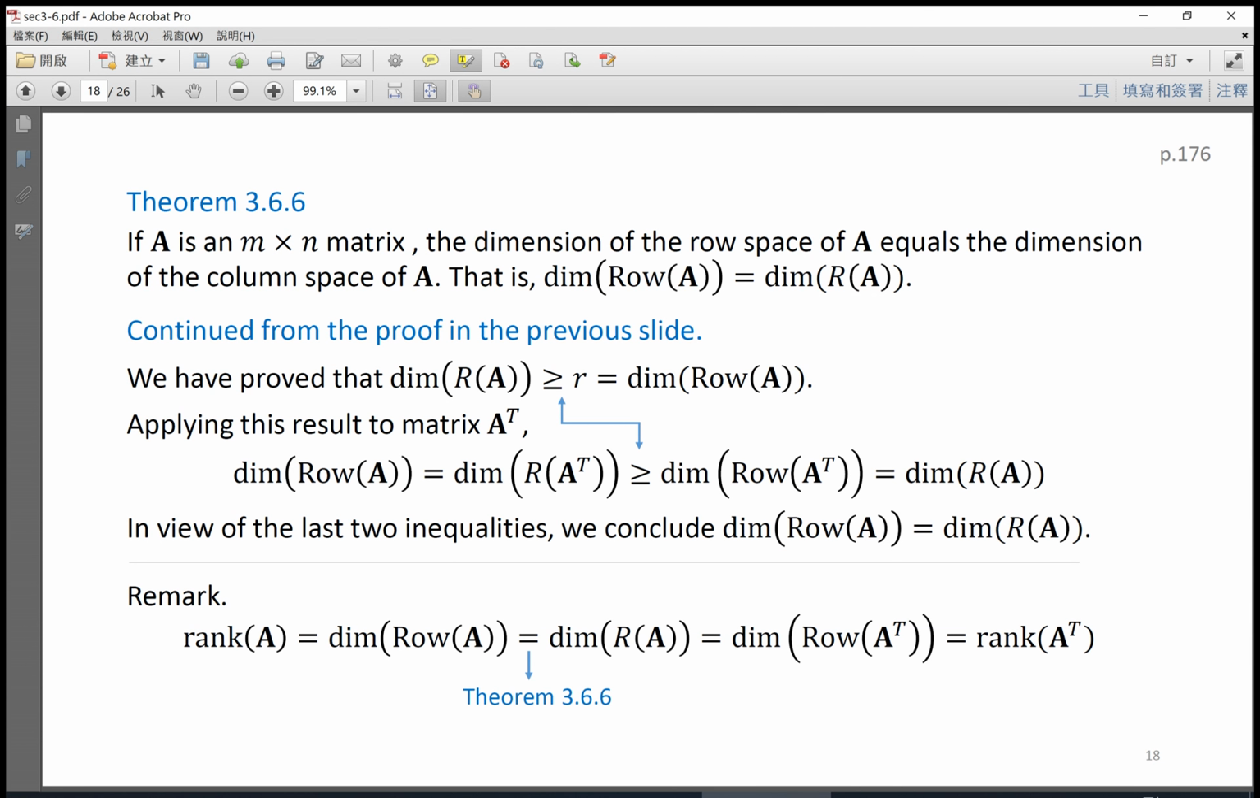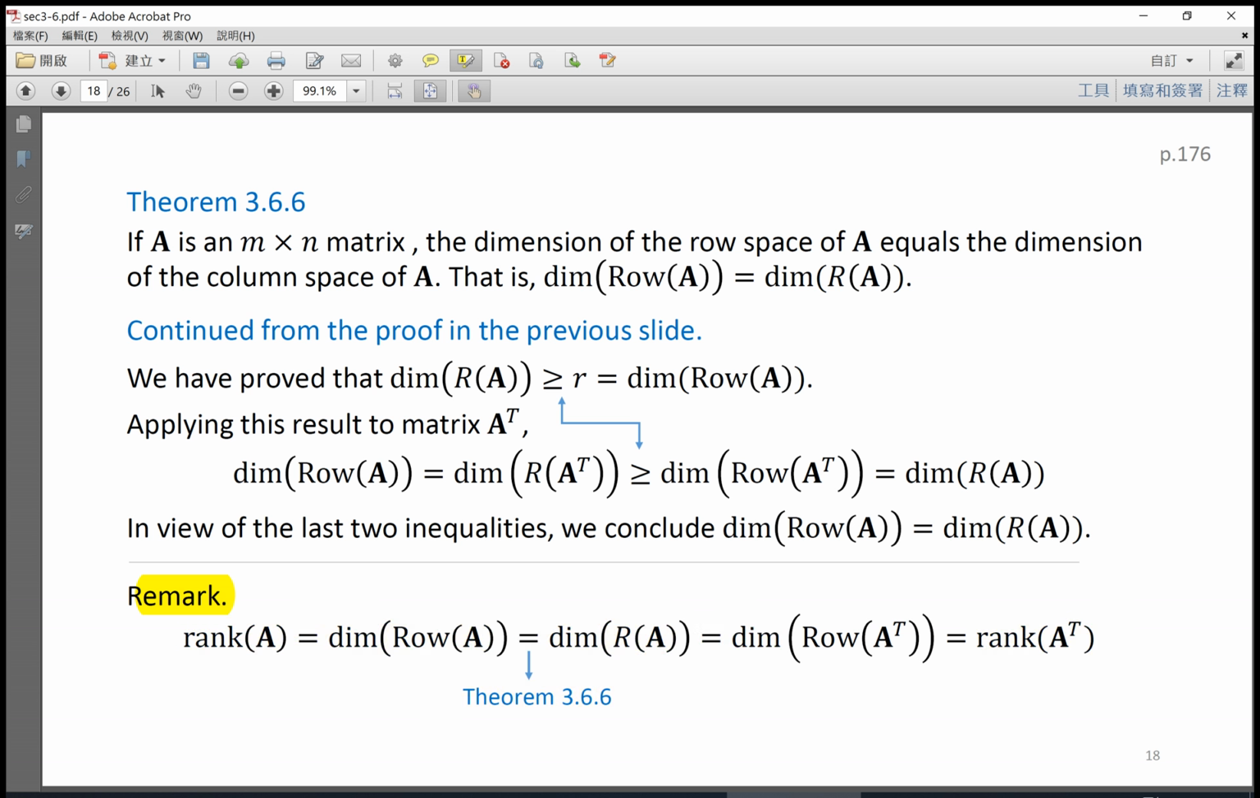Because of theorem 3.6.6, we have the following remark. Rank A equals rank A transpose. To prove this, by definition, rank A is the dimension of the row space of A, which is equal to the dimension of the column space of A. This is the result of theorem 3.6.6. And the dimension of the column space of A equals the dimension of the row space of A transpose.